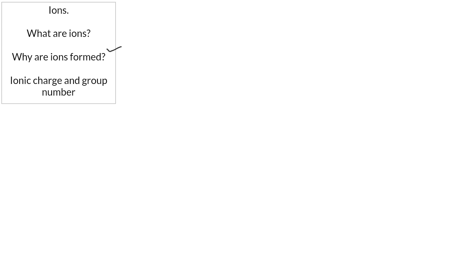Let me assume this is not the first time you are hearing the word ions. If so, you would have some definition of what you think about it. But a simple way to define ions is to just say that they are charged particles. Ions are charged particles. Now, let's break it down a little bit.